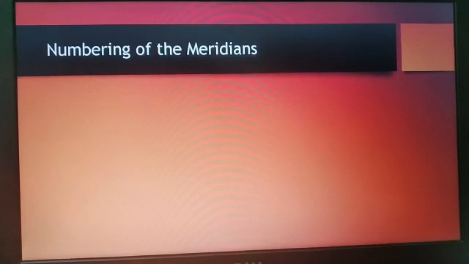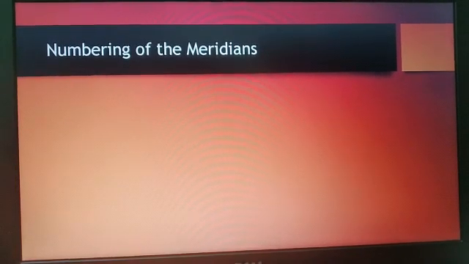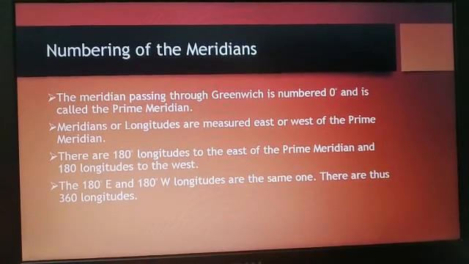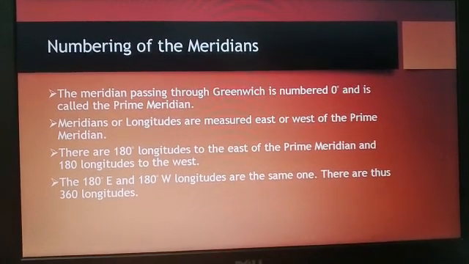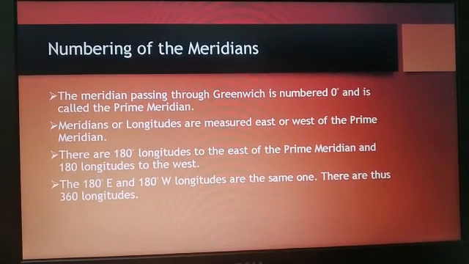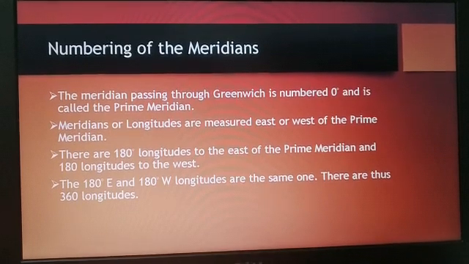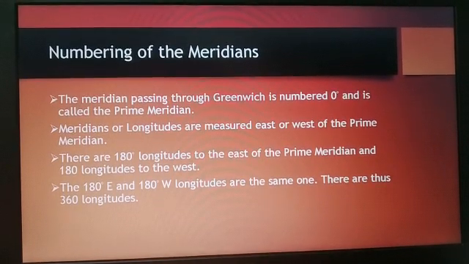Now let's learn how meridians are numbered. Students, as I told you earlier, to number the parallels, we start from the equator. Similarly, we need a starting point to number the meridians also. In 1884, it was decided to fix Greenwich, a place near London, as the starting point for numbering meridians. The meridian that passed through Greenwich was marked 0 degree and named the prime meridian.